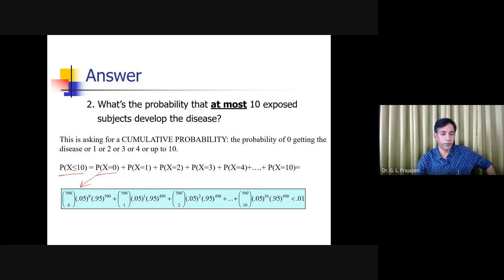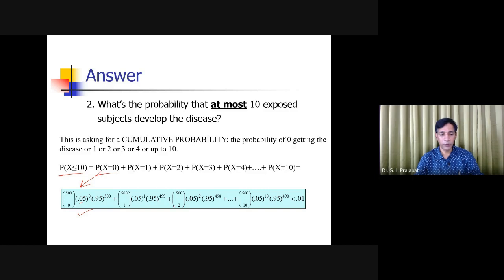How many people are there? You are testing 500 people, and the number of successes? Zero times you found disease means the number of successes is 0. Probability for success is 0.05. Number of times success comes is this. Probability for failure is 0.95. Number of times this failure comes is 500. This plus, if one person is having the disease, the number of times success comes is 1 time. So 500, you have found 1. So this is like this.